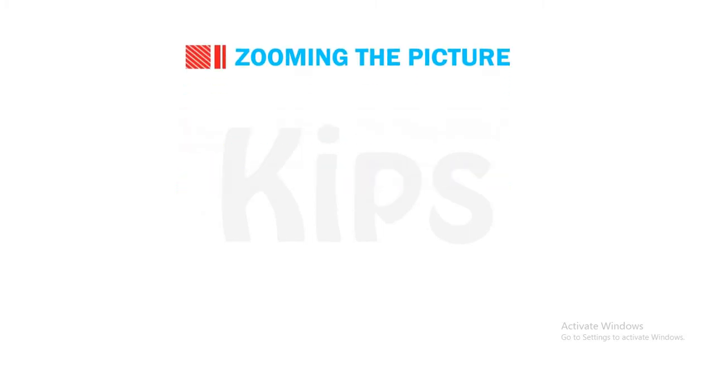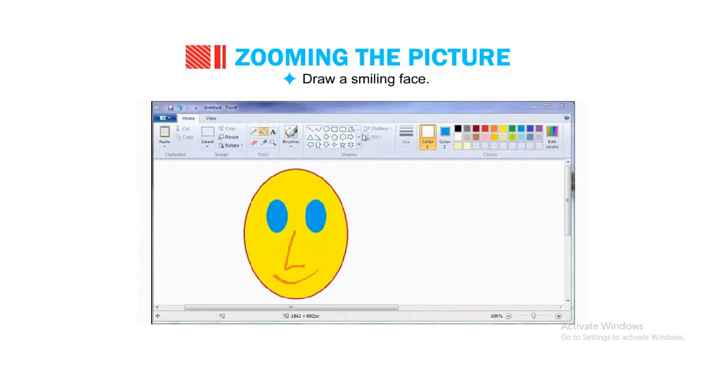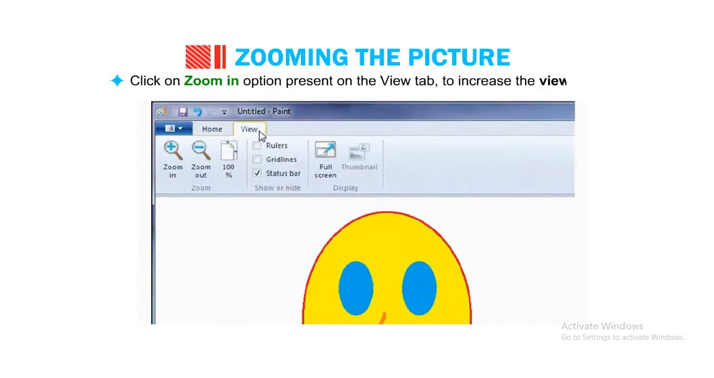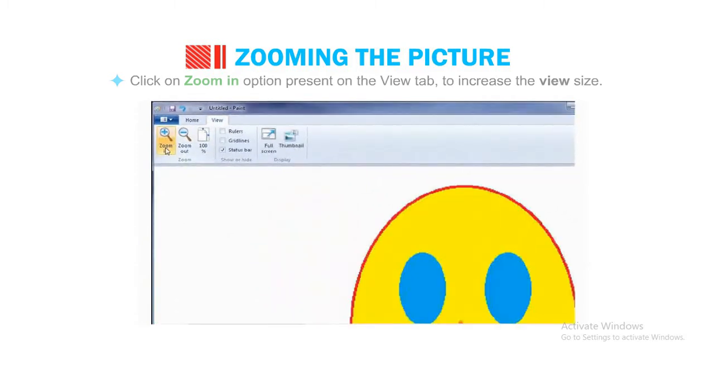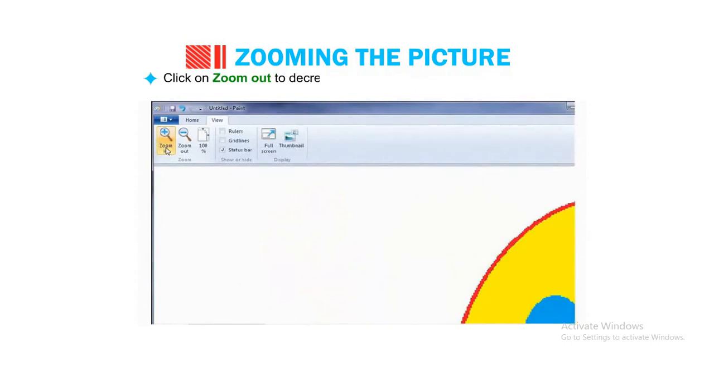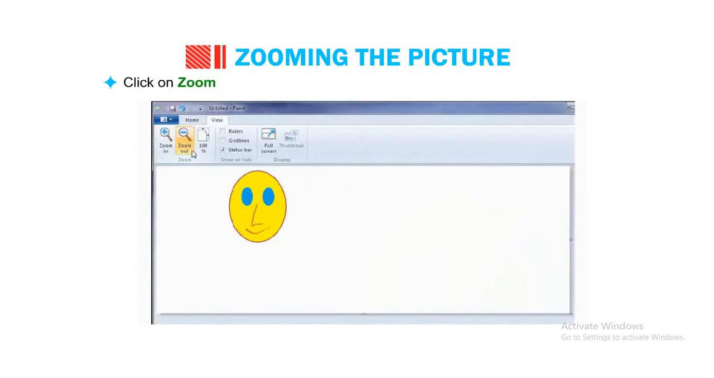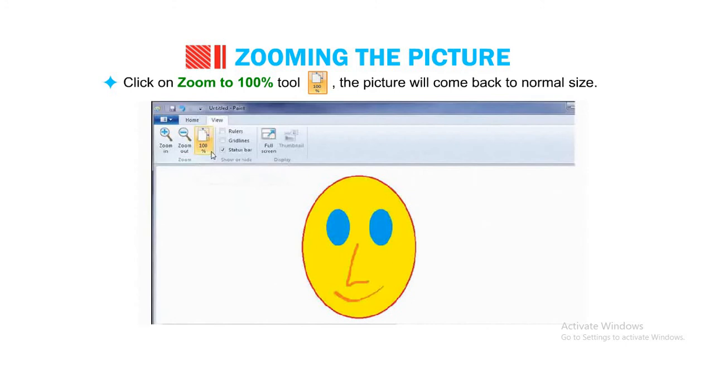Okay, students, let us now learn how to zoom the picture. Zoom means to increase or decrease the view size of the object on the screen in any ratio. Draw a smiling face. Click on Zoom In option present on the View tab to increase the view size. Click on Zoom Out to decrease the view size on View tab at ribbon. Click on Zoom to 100% tool. The picture will come back to normal size.